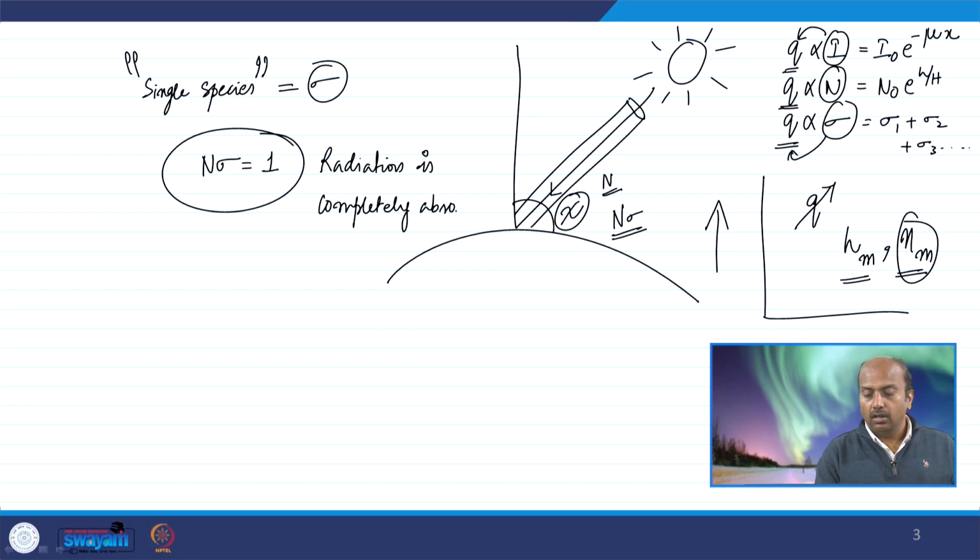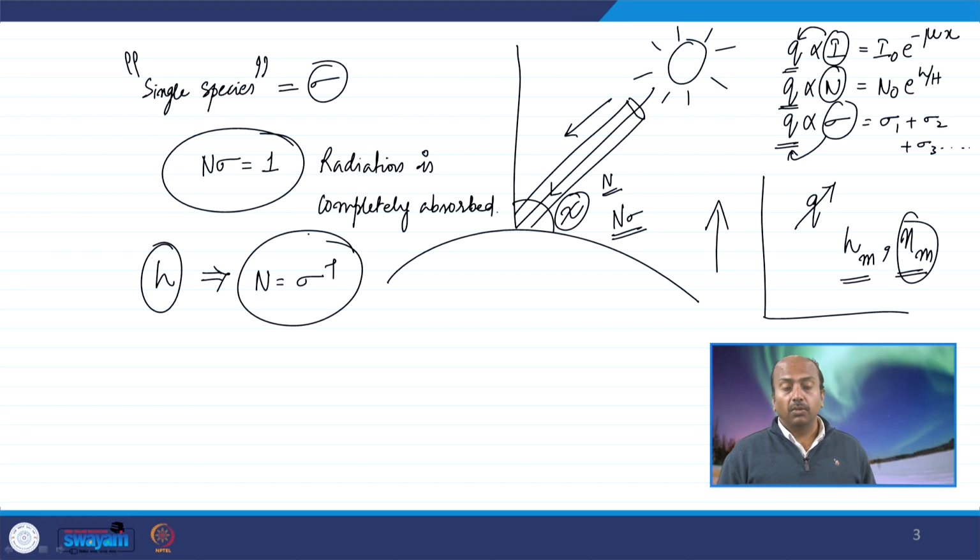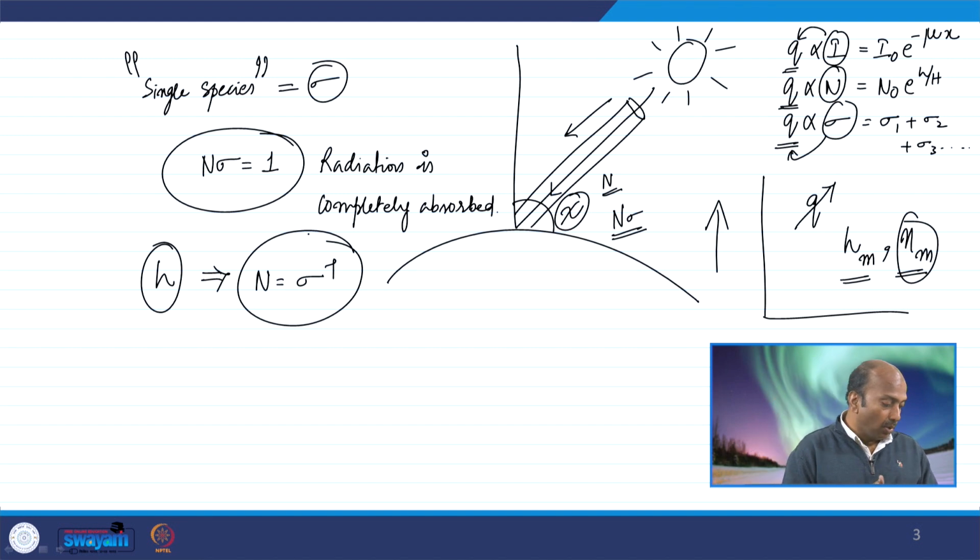Whatever radiation is coming in is completely absorbed. That's it. So, the height at which maximum or complete absorption has happened can be defined by using the same condition, when n is equal to sigma inverse. Wherever n becomes equal to sigma inverse, that height becomes the height of maximum absorption or height of peak production. So, the rate of production can be dependent on this, right.